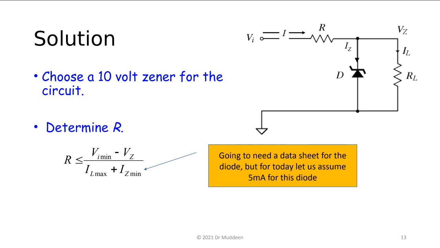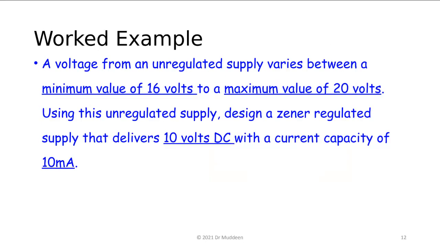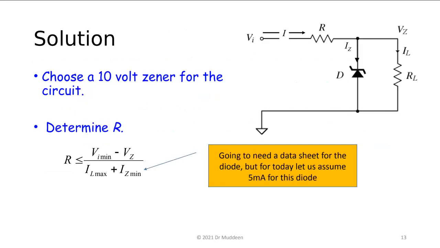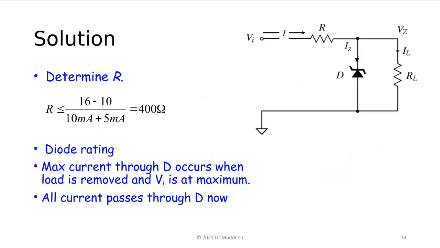And we are assuming, just for calculation purposes, that this particular diode requires 5 milliamps to work. So you put it in here, and IL max is, from the design, 10 milliamps. Okay? That's the current capacity of the power supply. So once you plug it in here, you get that the resistor is now 400 ohms.